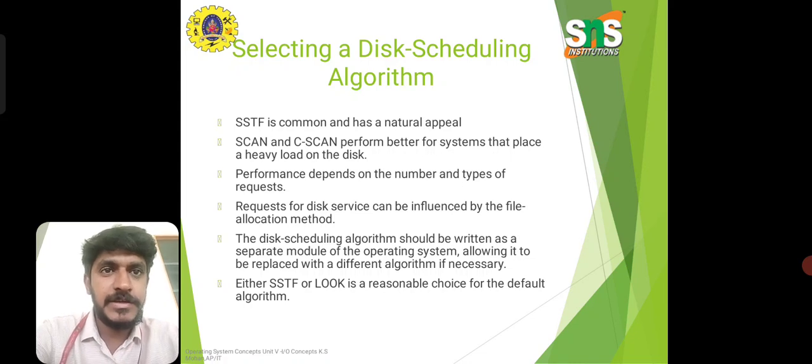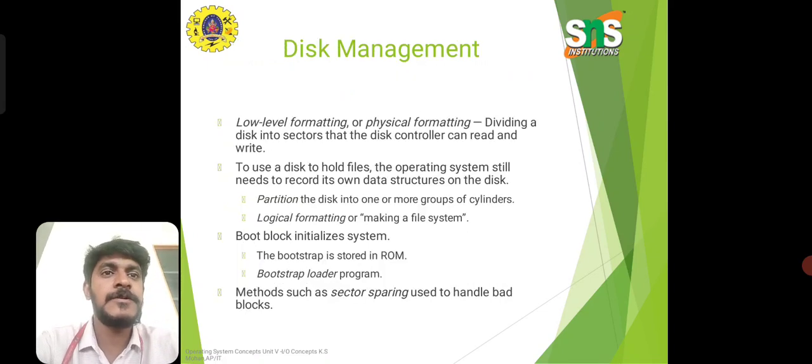In disk scheduling algorithms, SSTF is common and has a natural appeal. SCAN and C-SCAN perform better for a system that places a heavy load on the disk. Performance depends on the number and types of requests. Requests for disk service can be influenced by the file allocation method. So the disk scheduling algorithm should be written as a separate module of the operating system, allowing it to be replaced with a different algorithm if necessary. Either SSTF or LOOK is a reasonable choice for the default algorithm.